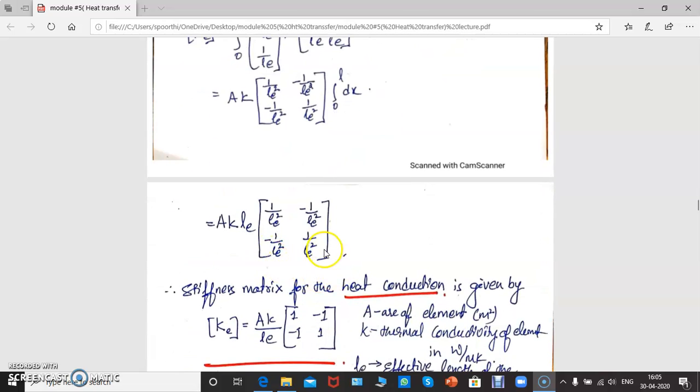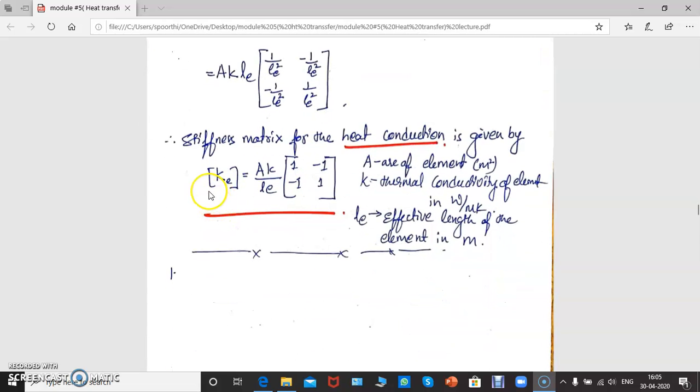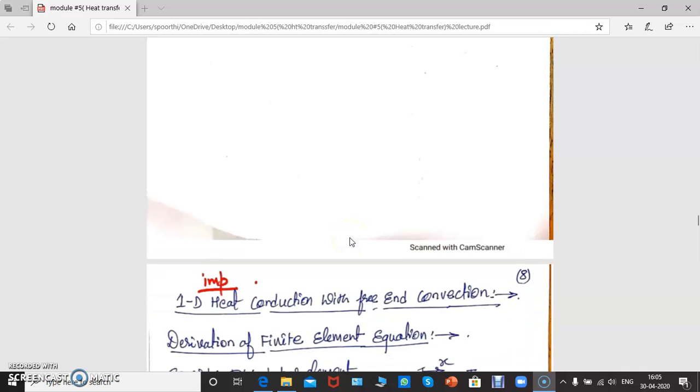Now if you integrate that, finally you end up with this equation, K is equal to AK by L times [1 -1; -1 1]. Now this is the stiffness matrix for heat conduction K, and this is a very important equation which we will be using quite often. So as usual A, K, L and the usual units. That is about the thermal conductivity matrix.